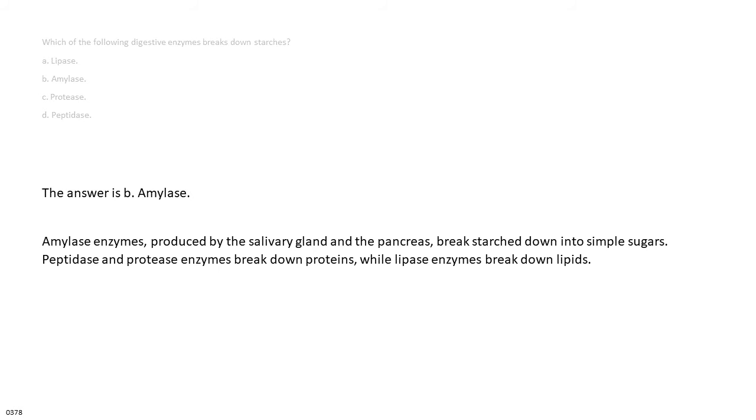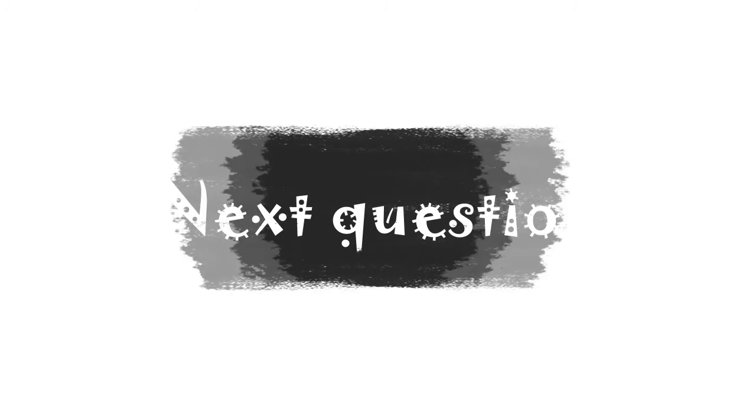The answer is B. Amylase. Amylase enzymes, produced by the salivary gland and the pancreas, break starch down into simple sugars. Peptidase and protease enzymes break down proteins, while lipase enzymes break down lipids.